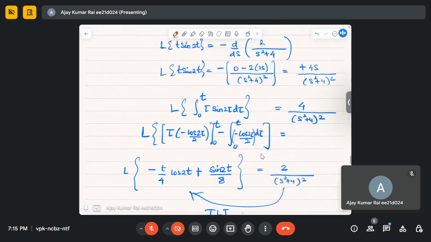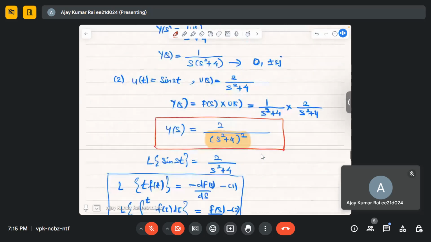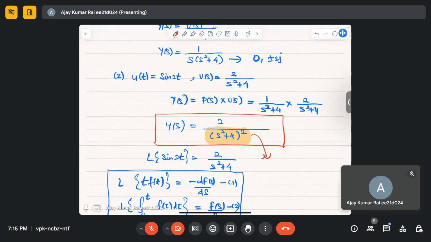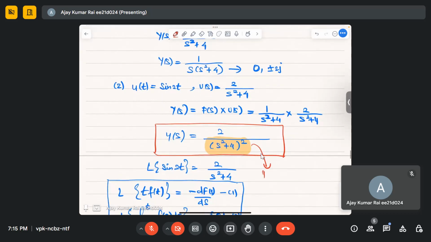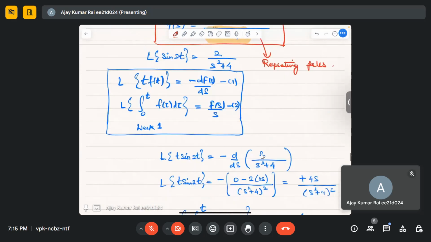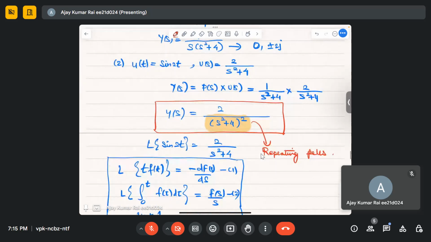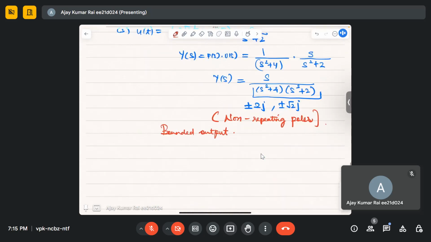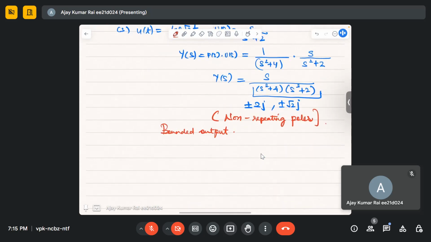And how could you have checked this directly? I could have directly written repeating roots or repeating poles, like (s square plus 4) whole square, where s is equal to plus minus 2j and plus minus 2j. These are repeating roots, right? Here you are getting non-repeating roots, so that's why the output is bounded.